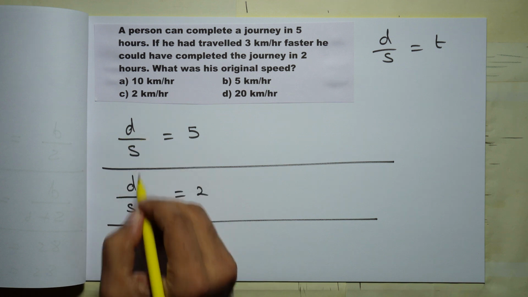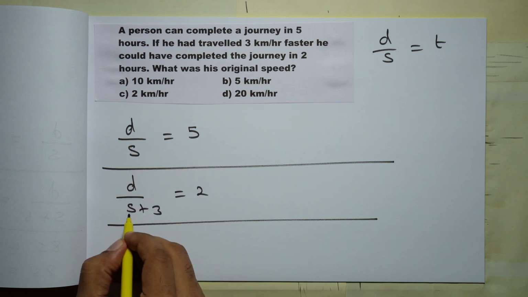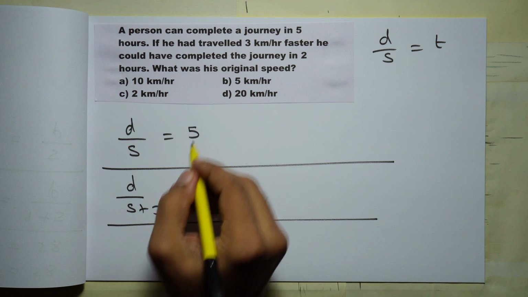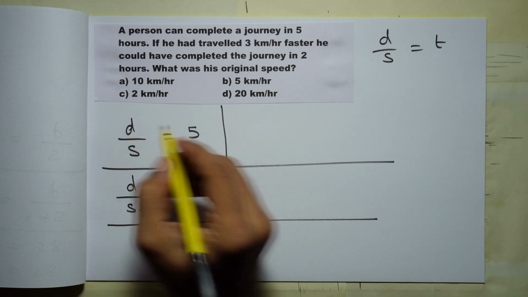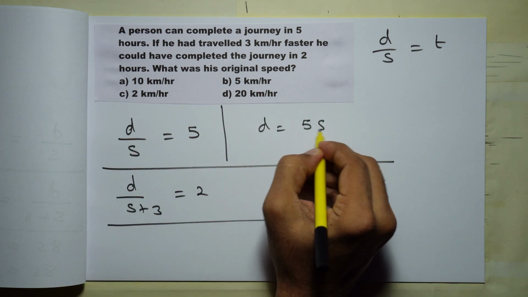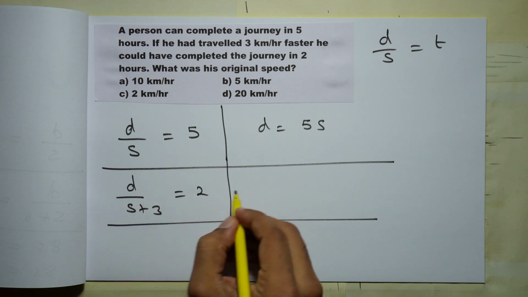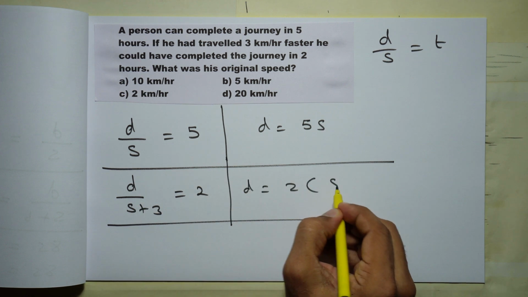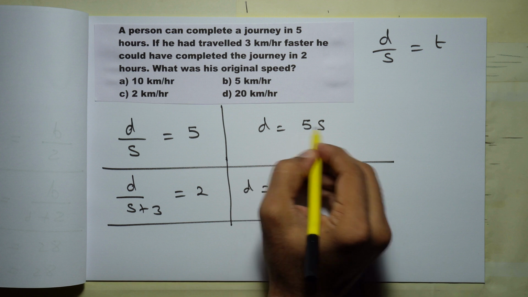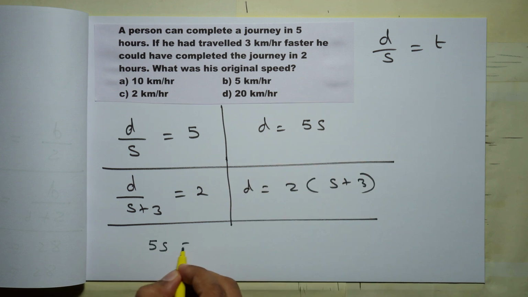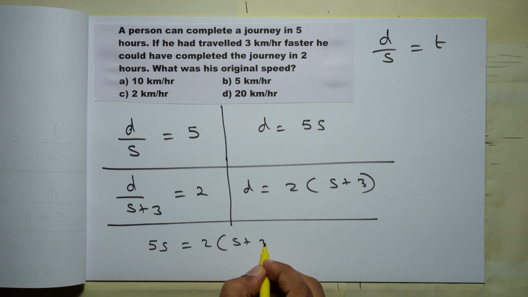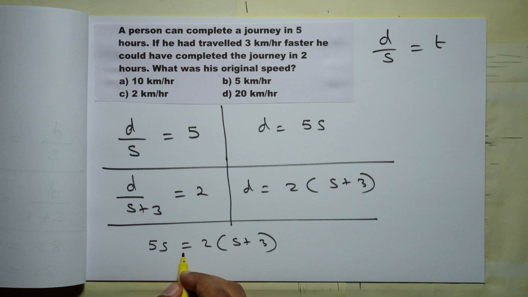So from these two equations we can calculate the value of s. s is the original speed. So here you have d is equal to 5s. And here you have d is equal to 2 times s plus 3. Here d is equal to 5s. And here d is equal to 2 into s plus 3. So from this equation we can calculate the speed s.